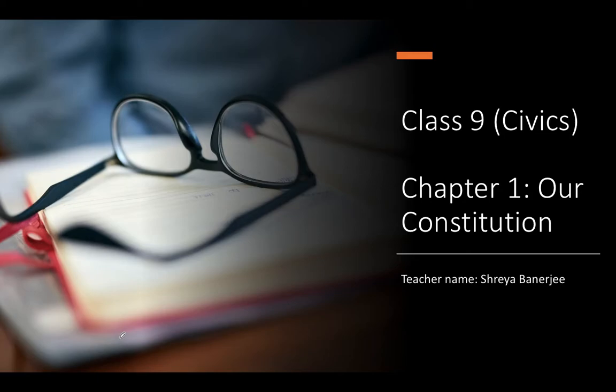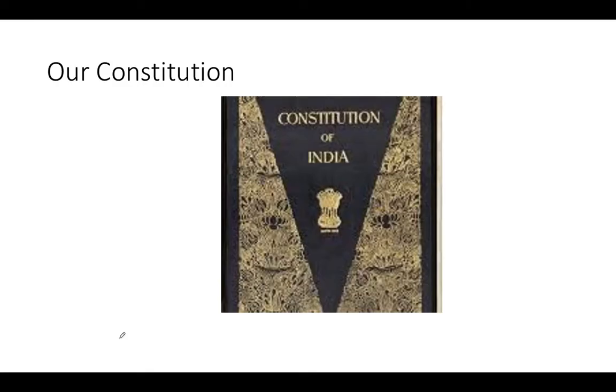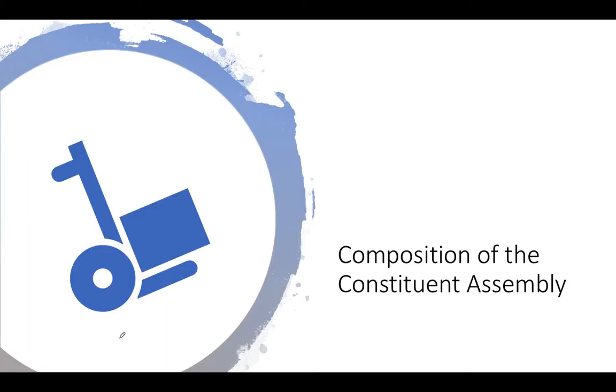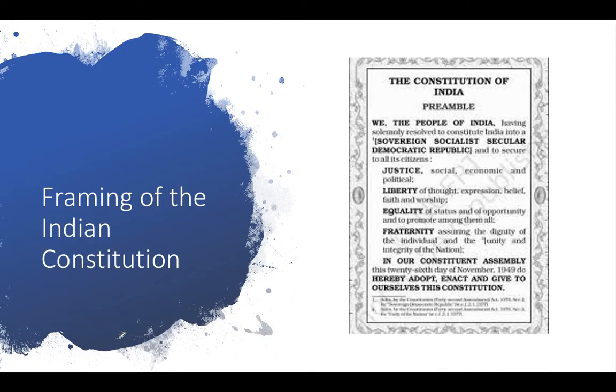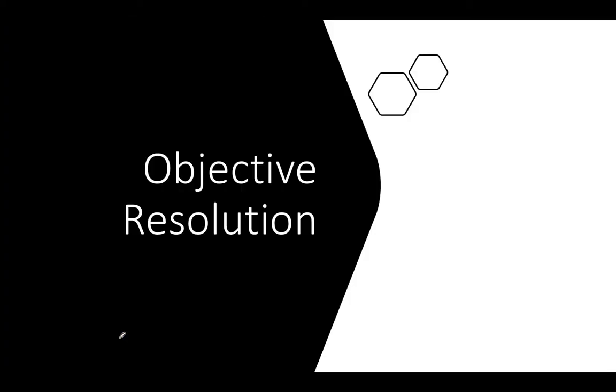Hello everyone. In our last class we had discussed our constitution and the body that made our constitution, that is the Constituent Assembly. Then we discussed the composition of the Constituent Assembly and the framing of the Indian Constituent Assembly. So today we are going to learn about the objective resolution.